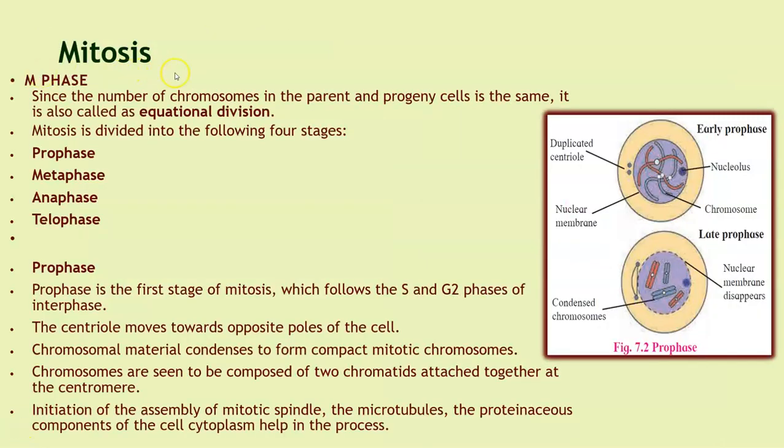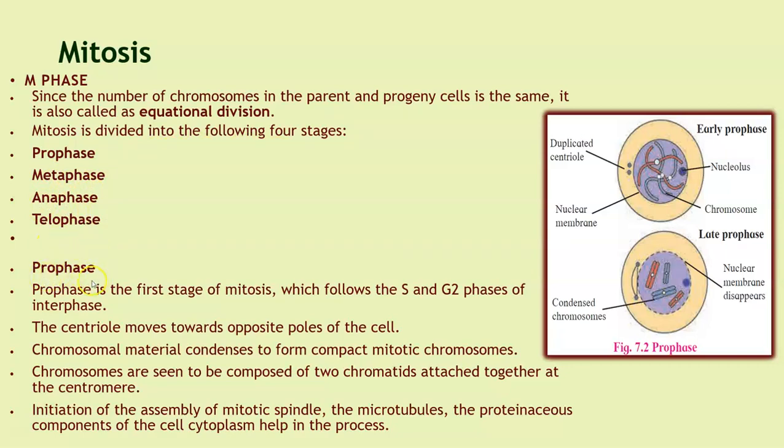Now students, let us have a look at the M phase or the mitosis. Since the number of chromosomes in the parent and the progeny cell is the same, it is also called equational division. There are four stages: prophase, metaphase, anaphase, telophase.